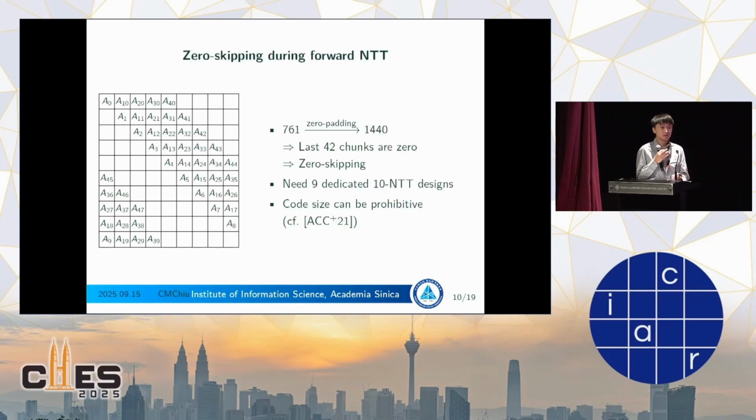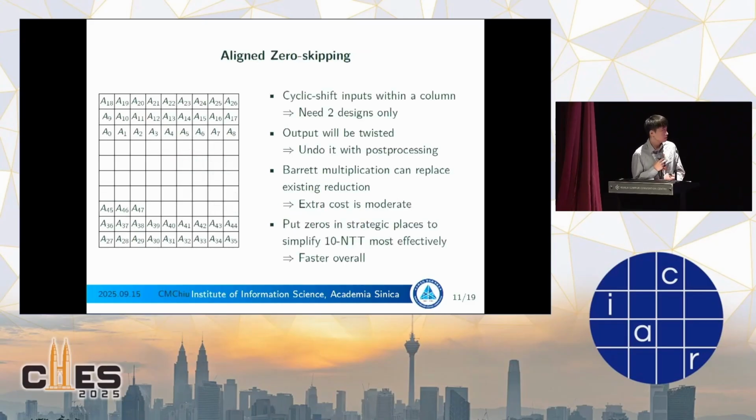And depending on the specific Good's NTT dimension and the characteristic of the computation platform, this increase in code size can be prohibitive. To address this, we propose to simply cyclically shift each of the inputs, the 10 inputs within each column, so that the zeros are aligned in a neat manner. So in the end, we will need 2 designs only. That is, one for the 4-0 case and one for the 5-0 case.